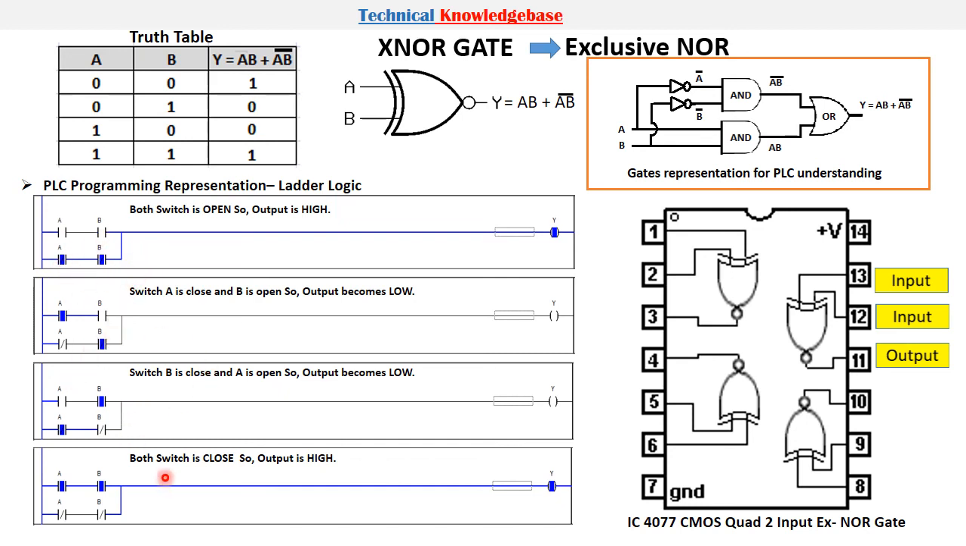When switch A is closed and B is open, the output becomes low. When both switches are closed, the output is high, or when both switches are open, the output is high. This is the XNOR gate. So these are all the gates we have studied. We do not have to study them in depth for PLC programming.